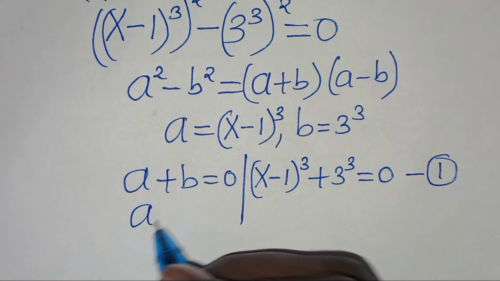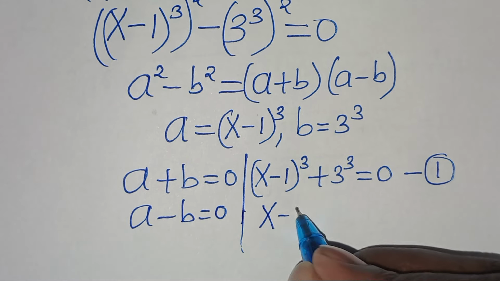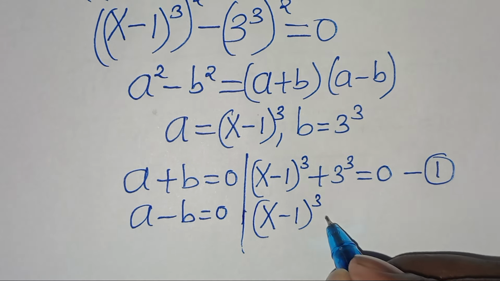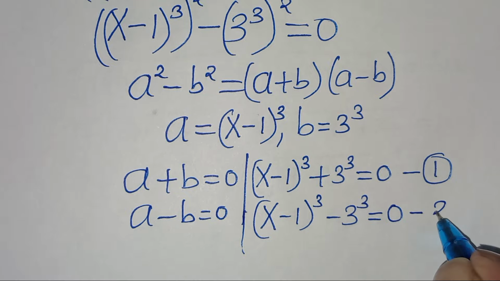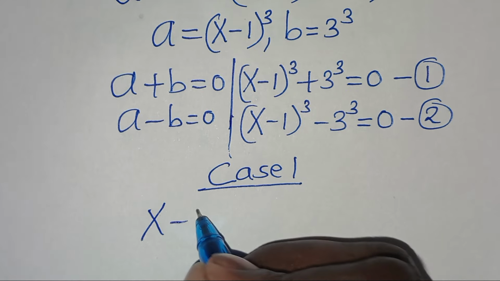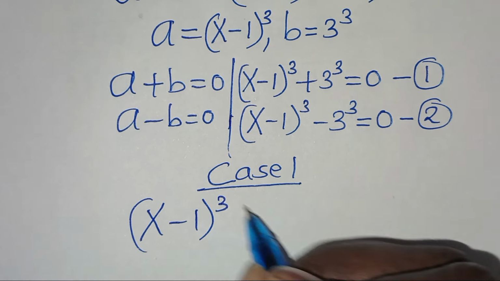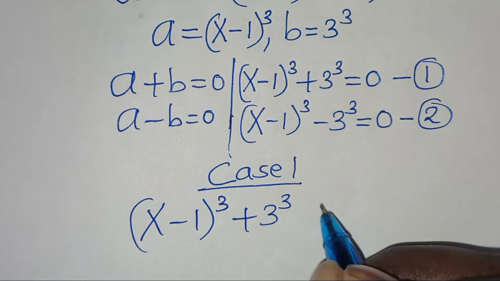And we have that a - b = 0. And here this is (x-1)^3 - 3^3 = 0. Let's call this case 2. So let's start with case 1 from here. Now from case 1, which is (x-1)^3 + 3^3 = 0.